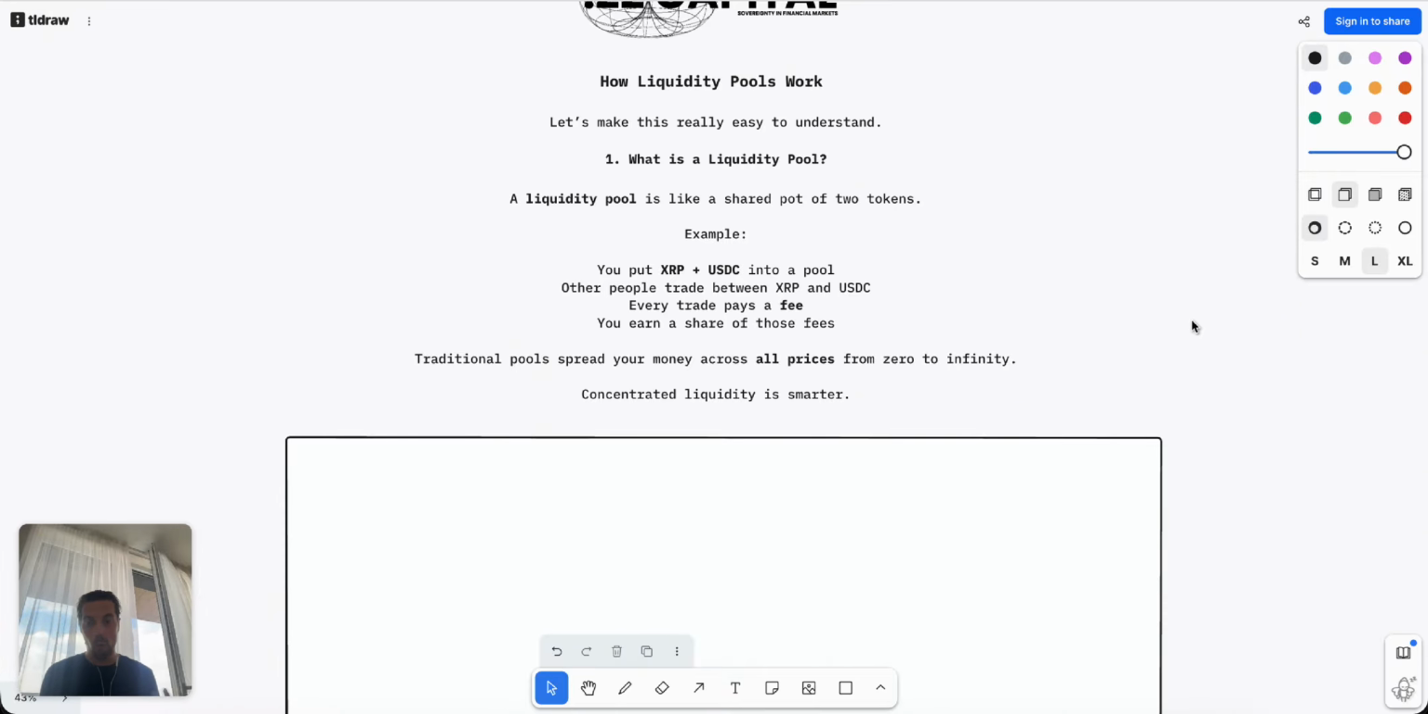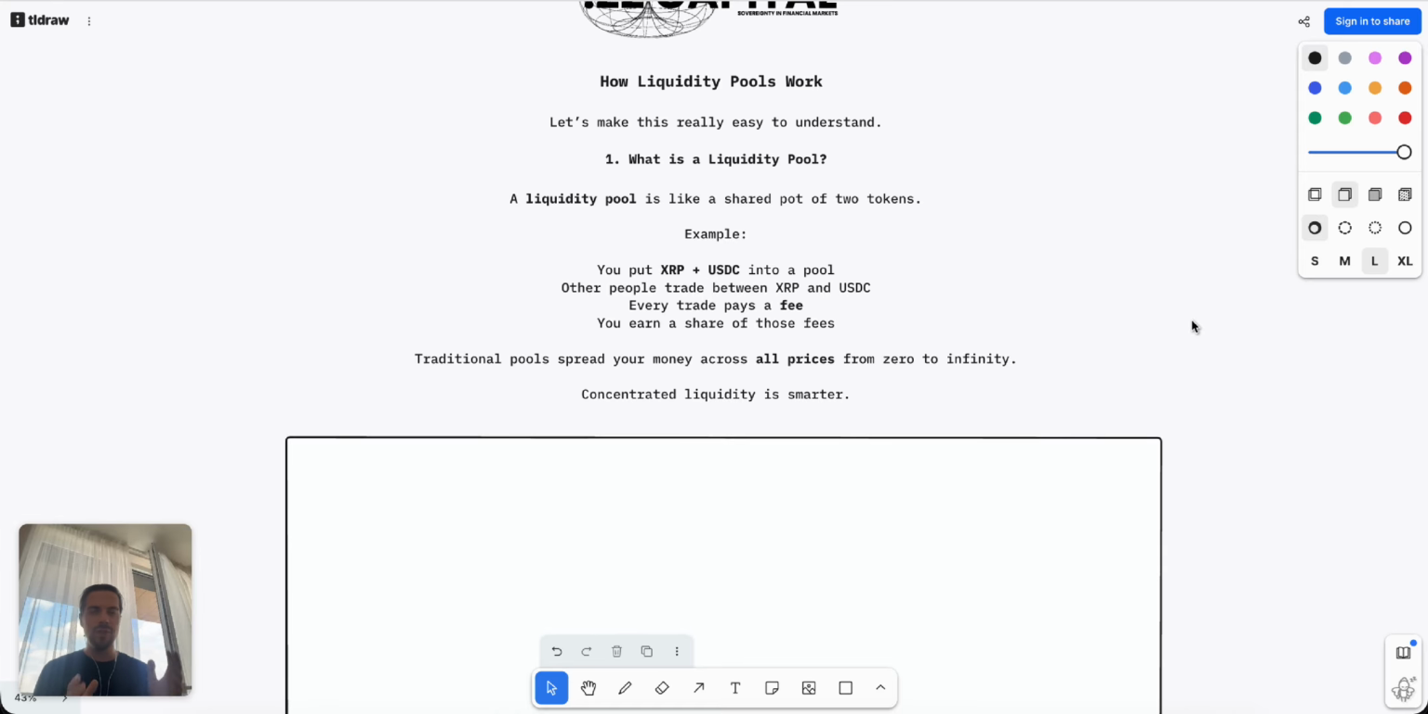It still would work. But what happens if XRP trades between 90 cents and $1.50 for months and months? Then most of your capital inside the liquidity pool is not working efficiently, because the liquidity and the price action are concentrated between 90 cents and $1.50, as an example, but everything outside of it is just sitting idle, like your assets. Just sitting idle, doing nothing. It's not providing into the pool.